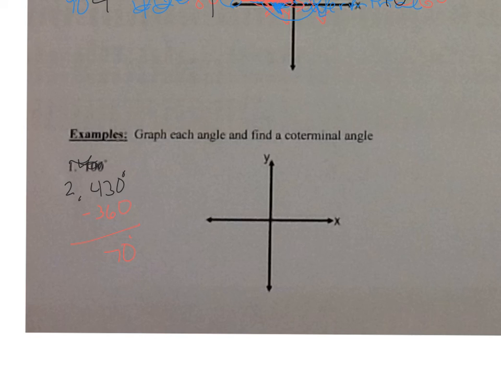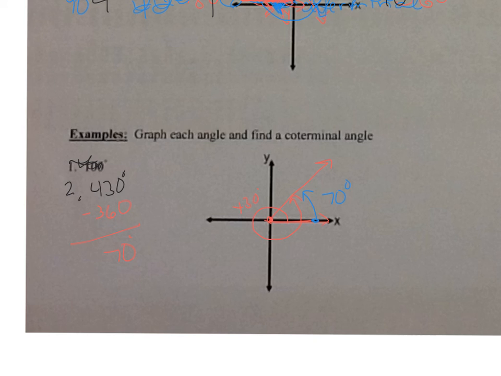So this angle starts here on the positive side of the x-axis, goes around 360, and then we have 70 degrees here. So that's 430 degrees. A coterminal angle, this one's really easy, starts here, ends there. That's coterminal. So this would be 70 degrees.